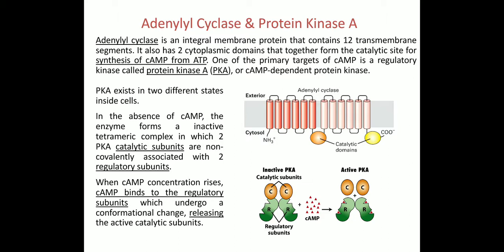Adenylyl cyclase is an integral membrane protein that contains 12 transmembrane segments. It also has two cytoplasmic domains that together form a catalytic site for the synthesis of cyclic AMP from ATP. The primary targets of cyclic AMP are regulatory kinases like protein kinase A, or cyclic AMP dependent protein kinases.